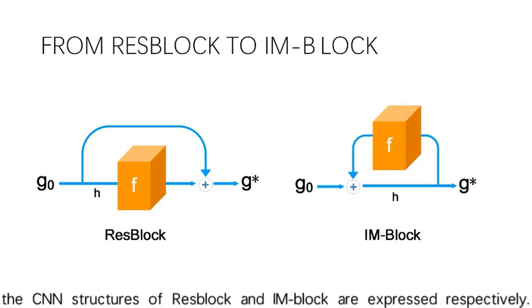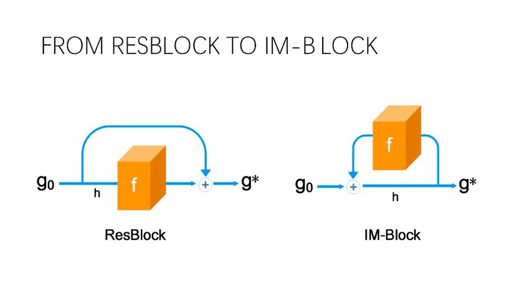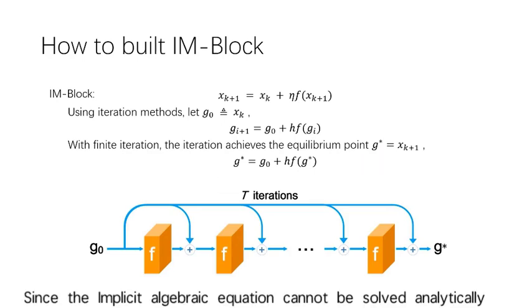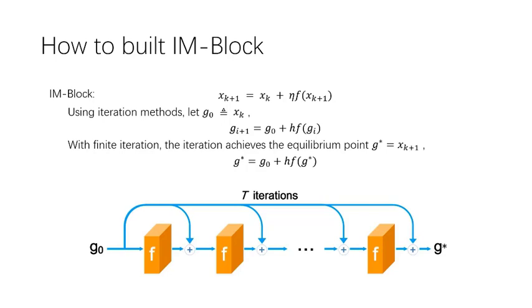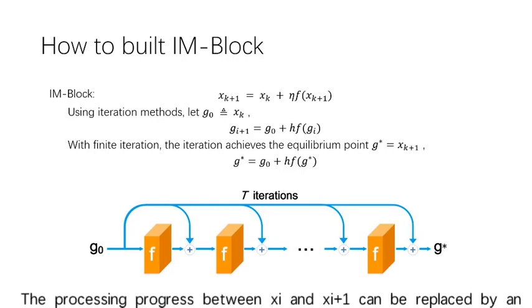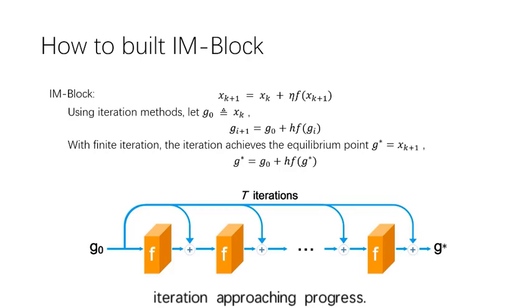Here, the CNN structure of ResBlock and IM block are expressed respectively. Since the implicit algebraic equation cannot be solved analytically in general, an iteration method is generally used to determine x_{k+1}. The process between x_i and x_{i+1} can be replaced by an iterative approximation process.